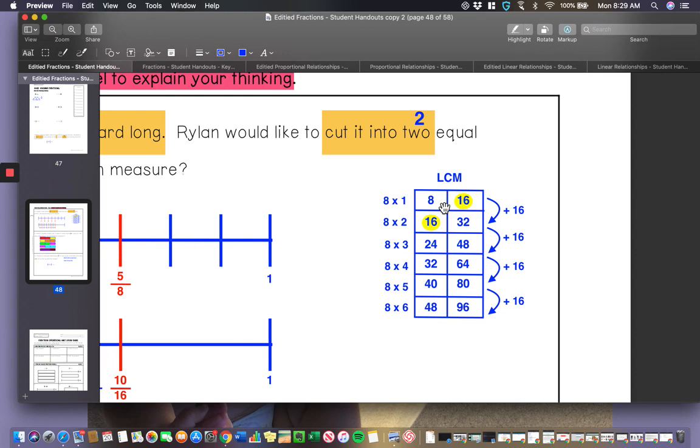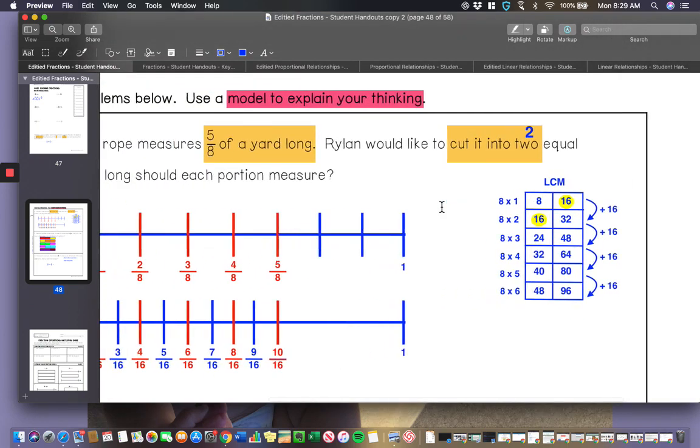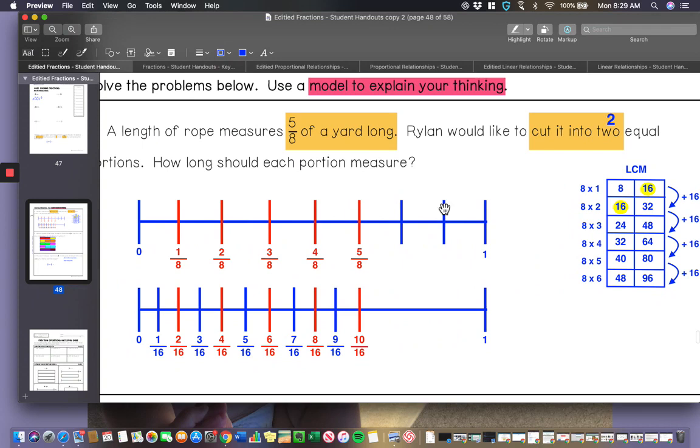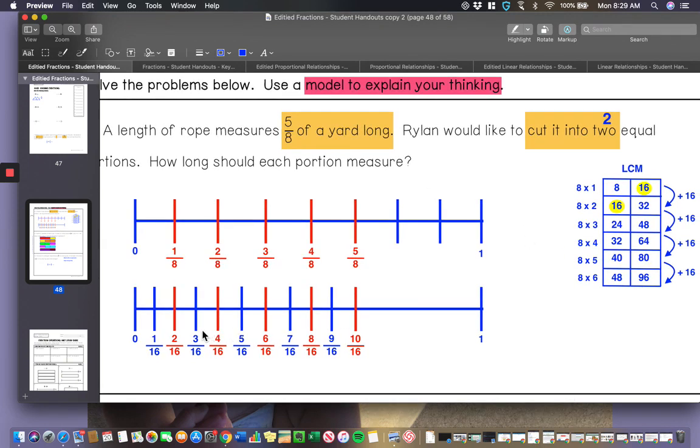So if you want to find out how to partition your second line, so far we've partitioned my first line into eighths. Remember, each rope is 5/8 of a yard long. If I want to find out how I can equally partition my second line so it can match up to the first line, I can take its least common multiple.